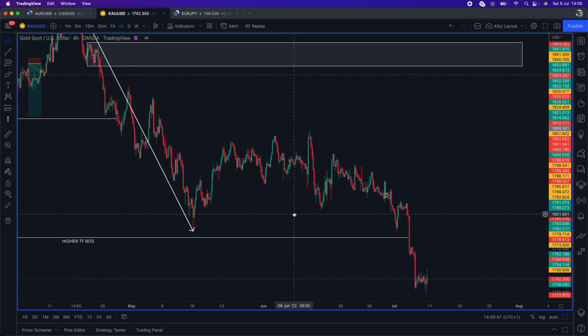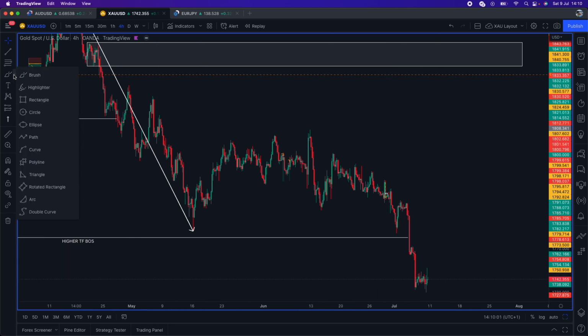So what we would want to see is price basically come back up. I've marked an area again that has been left unmitigated, and we have some inefficiency here that needs to be cleared. So I would love to see price actually trail back up.